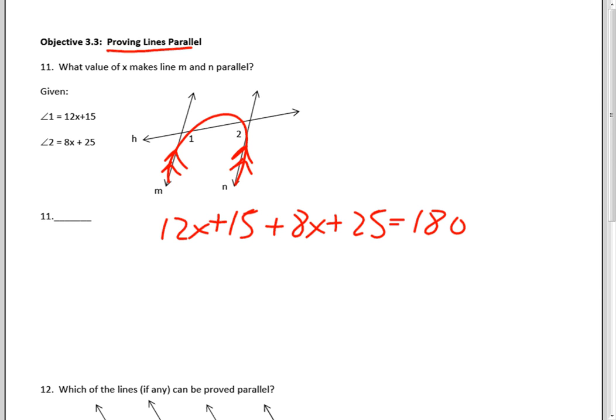What did you get when you solved through that equation? What was x? 7? What value of x? That's what I need. Don't put a degree measure on that 7. Make sure that you actually tell me what variable you're talking about. And even though justification wasn't required, this is consecutive interior angles.